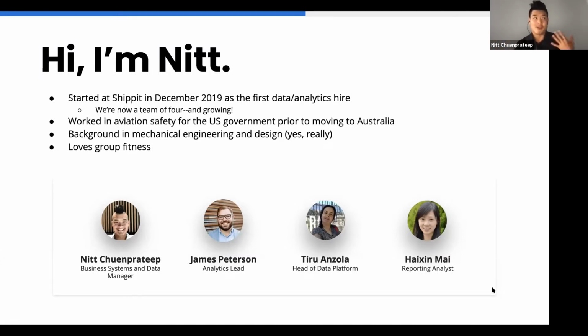And on top of that, we also have a reporting analyst, Haishin. So between this, we've got covered the data engineering, the analytics engineering, and also the data analysis that has to come out of this. So this is the beginning of that base layer of data analytics, reporting and structures like that. Cool.